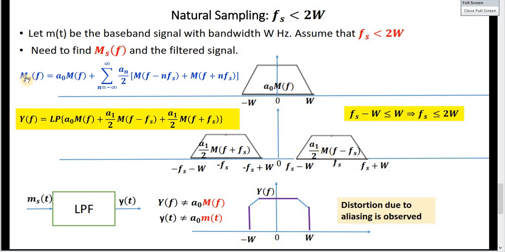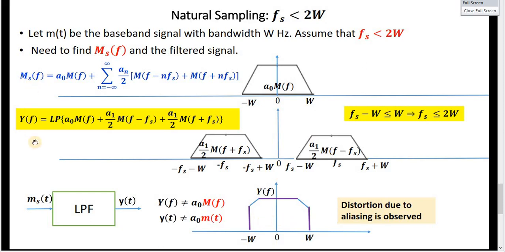Of course, the shape of Ms of f depends on the exact shape of M of f and the sampling frequency Fs. Let us assume that when we add these three components, we will end up with a shape like this one. Now this shape, of course, is not a constant times the message M of f. This means that we have aliasing, that we have a distortion due to aliasing.